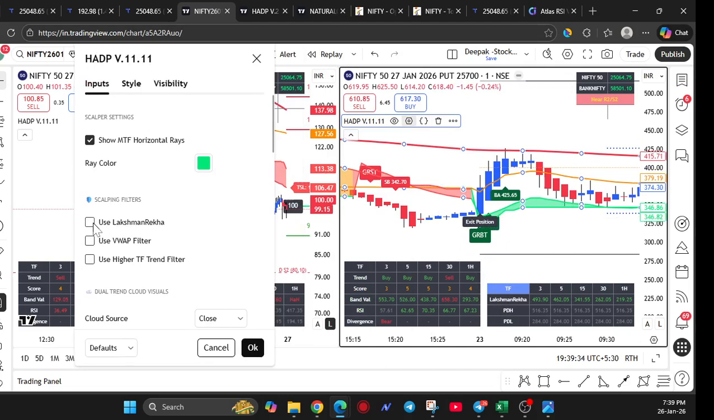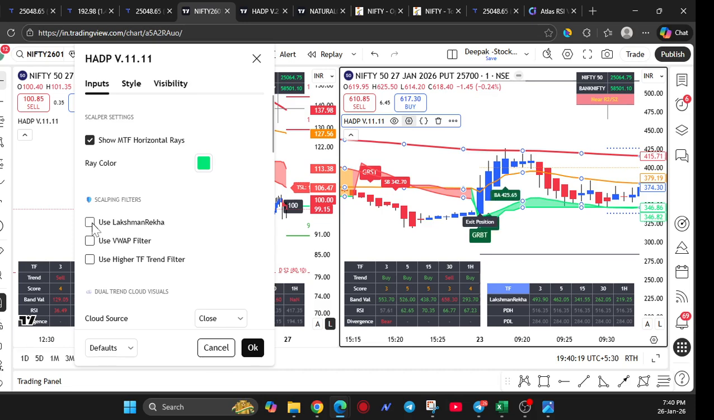I am turning on use Lakshman Rekha. That means Lakshman Rekha will make sure that there are no buy or sell signals below that red line. For example, you are seeing a buy above here. Of course, it did not break, that is different. But you got a buy above signal here, a GRBT, which means get ready for buy signal, BA 425.65, meaning buy above 425.65. This got printed. Now if you switch on use Lakshman Rekha, this buy signal is gone because the candle is below the Lakshman Rekha line. That is the use of use Lakshman Rekha.